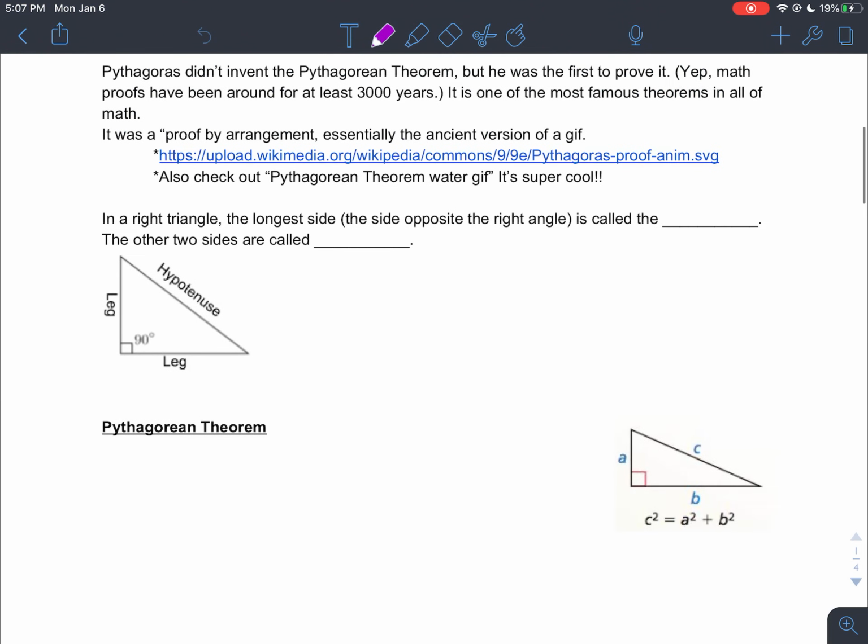I think I've got a couple of pictures. So we're going to go on, and then we'll come back to that little thing about, hey, look at this GIF. We'll come back to it in a second.